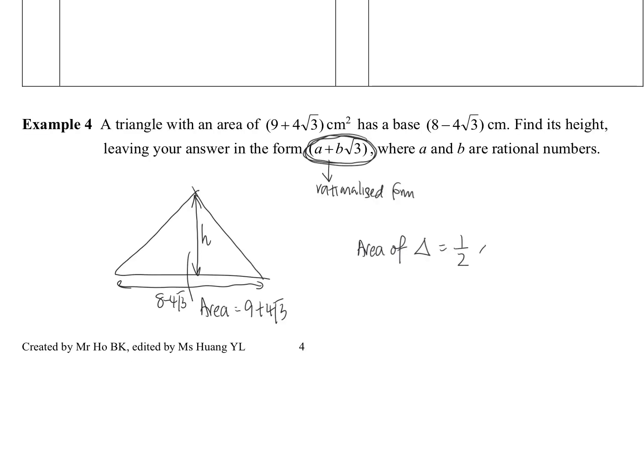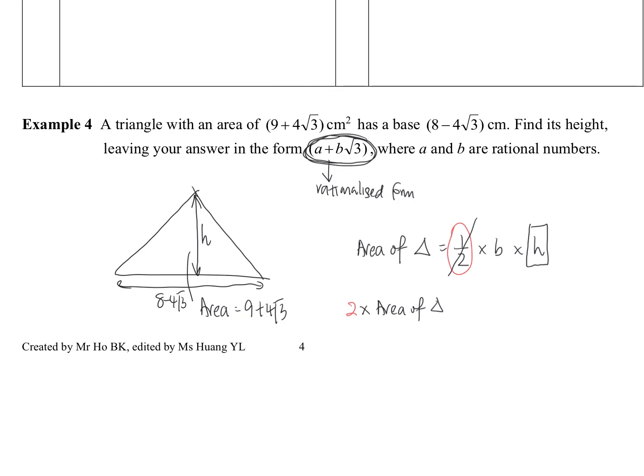Is half times base times height. So my objective is to find the height. So first thing I do is I will divide by half. When you divide by half, it's as good as multiplying by 2. So I will just multiply the area by 2 so that my half disappears. Okay, so this is done.